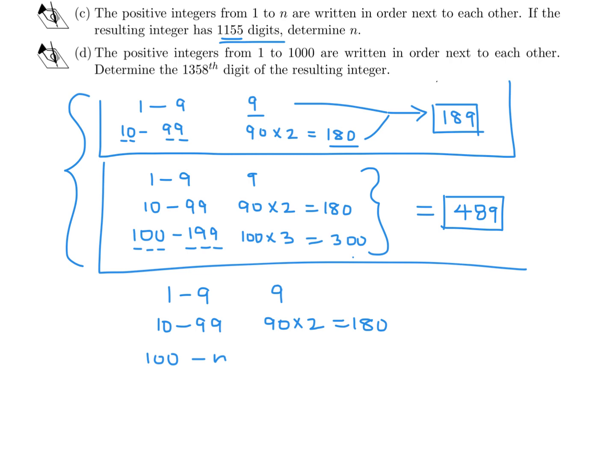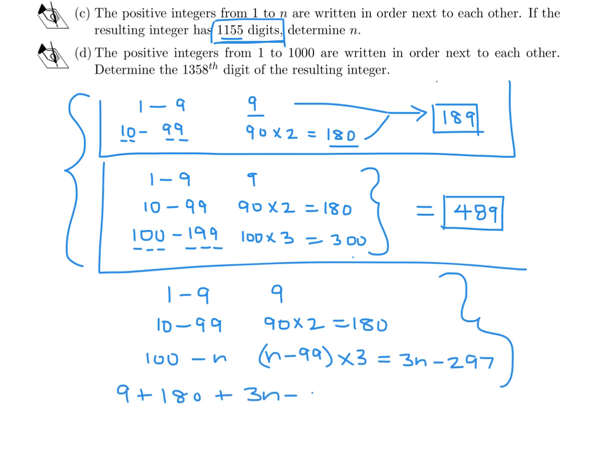From 100 to n, the number of numbers is going to be n minus 99. And then each of them will have 3 digits, so that's going to be 3n minus 297. And then if you add these guys up, that is what has to equal this 1155, I believe. So that means 9 plus 180 plus 3n minus 297 is equal to 1155.